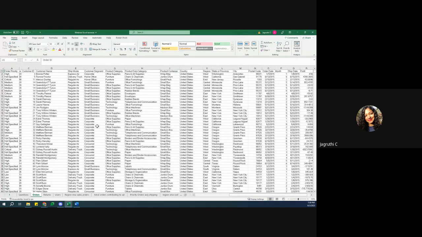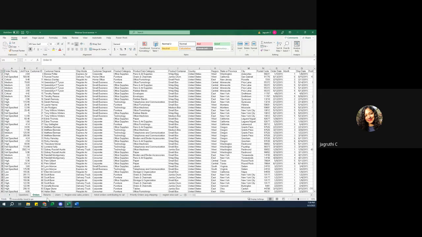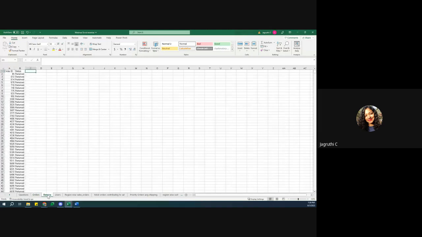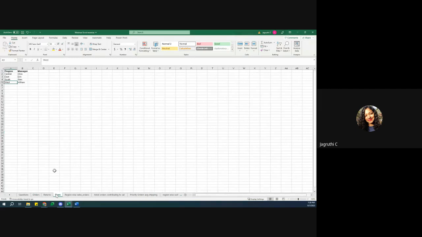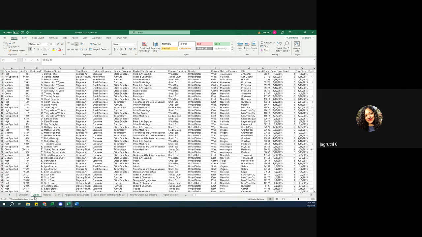Imagine this to be one of your tables, and other information is placed in other tables. Here you have your order ID and your statuses. Here you will only find those order IDs that were returned. Now, coming to users, you have your managers who have been appointed for those particular regions: central, east, west, and south. Now, let's get into the data here.